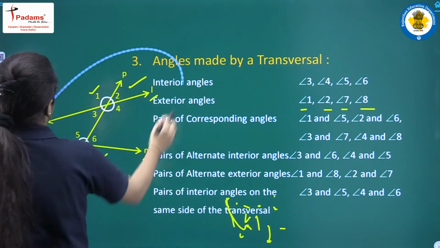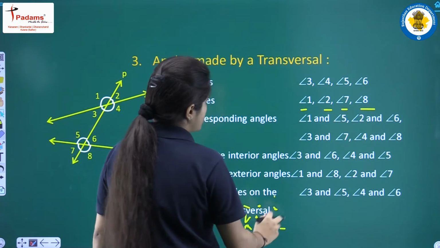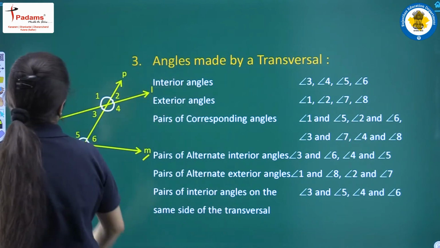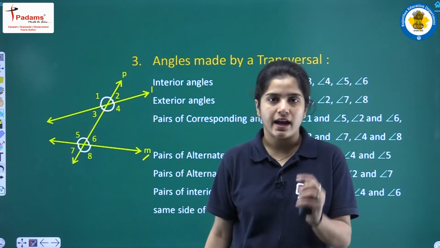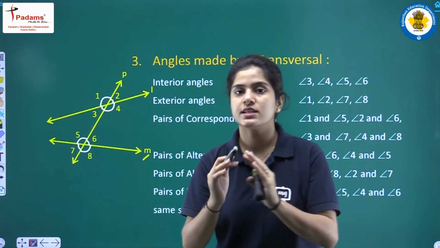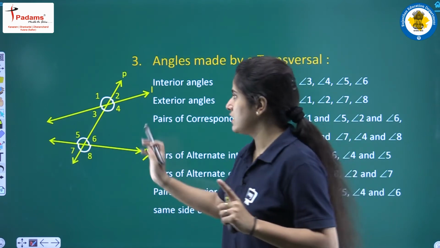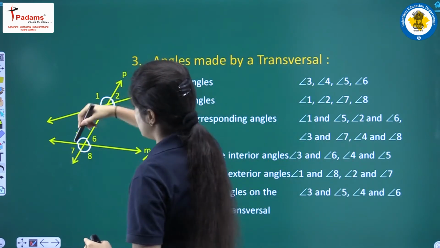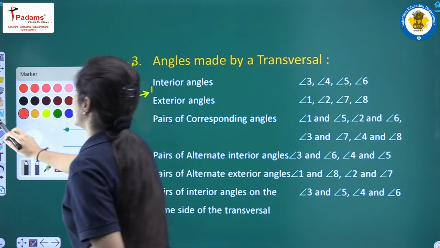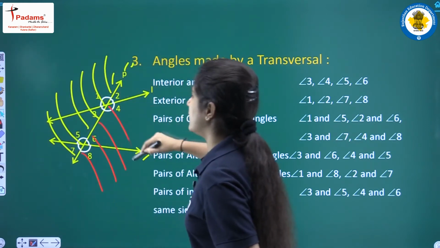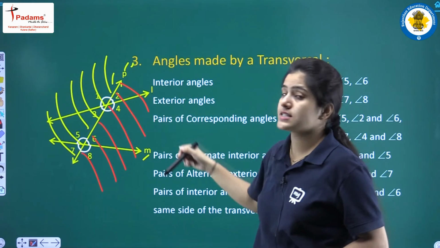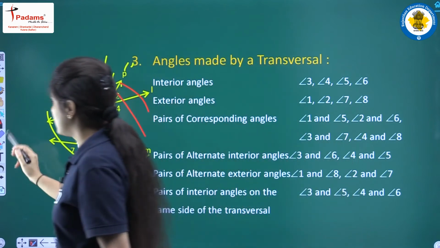Now students, we will be talking about corresponding angles. What do you mean by corresponding angles? Have a look. Corresponding angles are angles that lie on the same side of the transversal. Lying on the same side of the transversal is the first condition. If this is a transversal, this is one side of the transversal, and this one is the other side of the transversal.